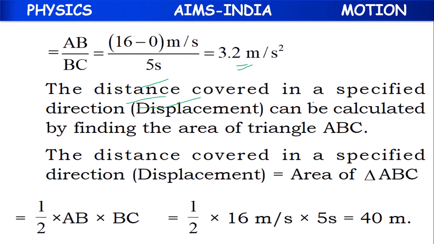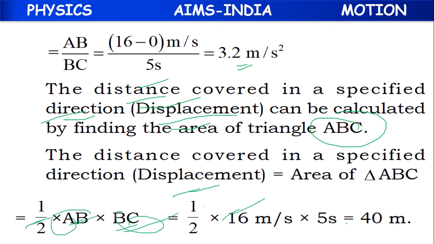Whereas the distance covered in a specified direction, or we call it displacement, can be calculated by the area of the triangle. The area of a triangle formula is half into AB into BC. Half, AB value 16, BC value 5. 2 8s are 16, 8 5s are 40. This is the answer. In this way we can calculate the slope and area of a velocity-time graph.